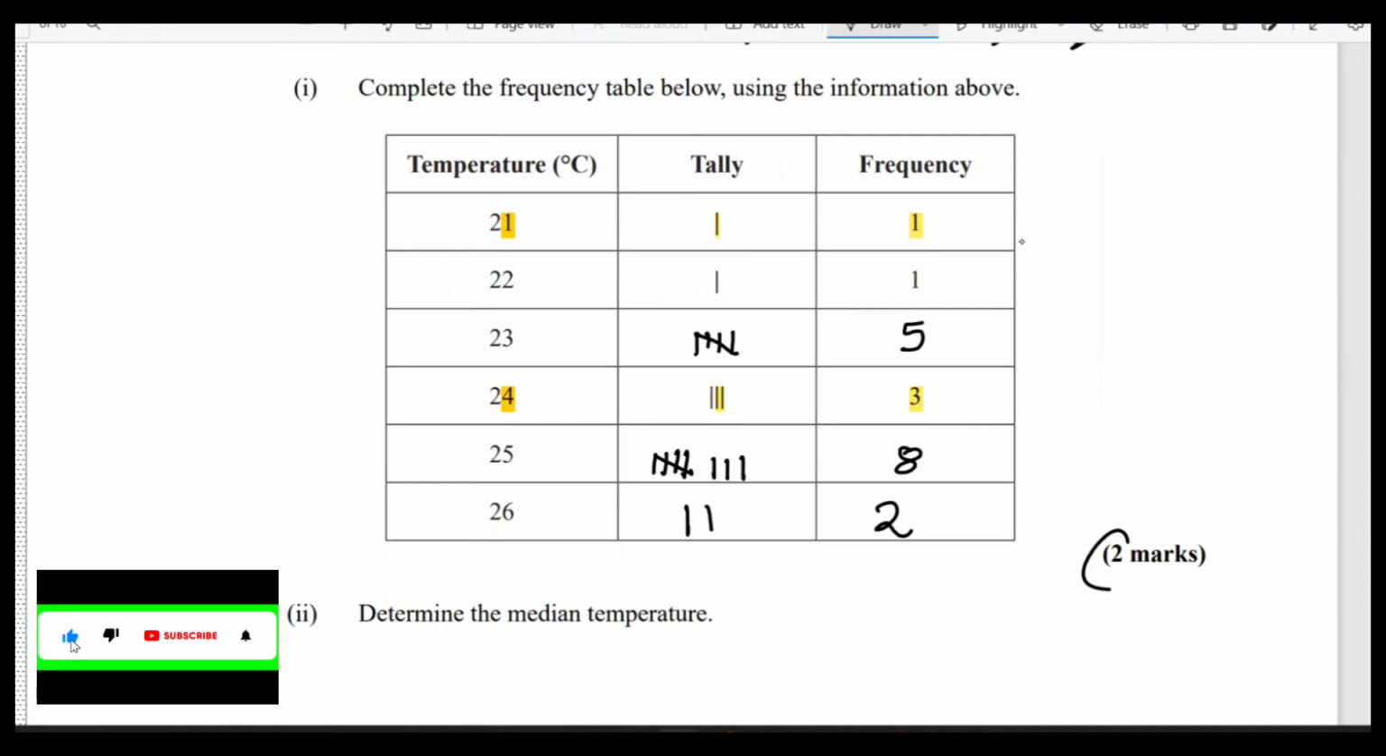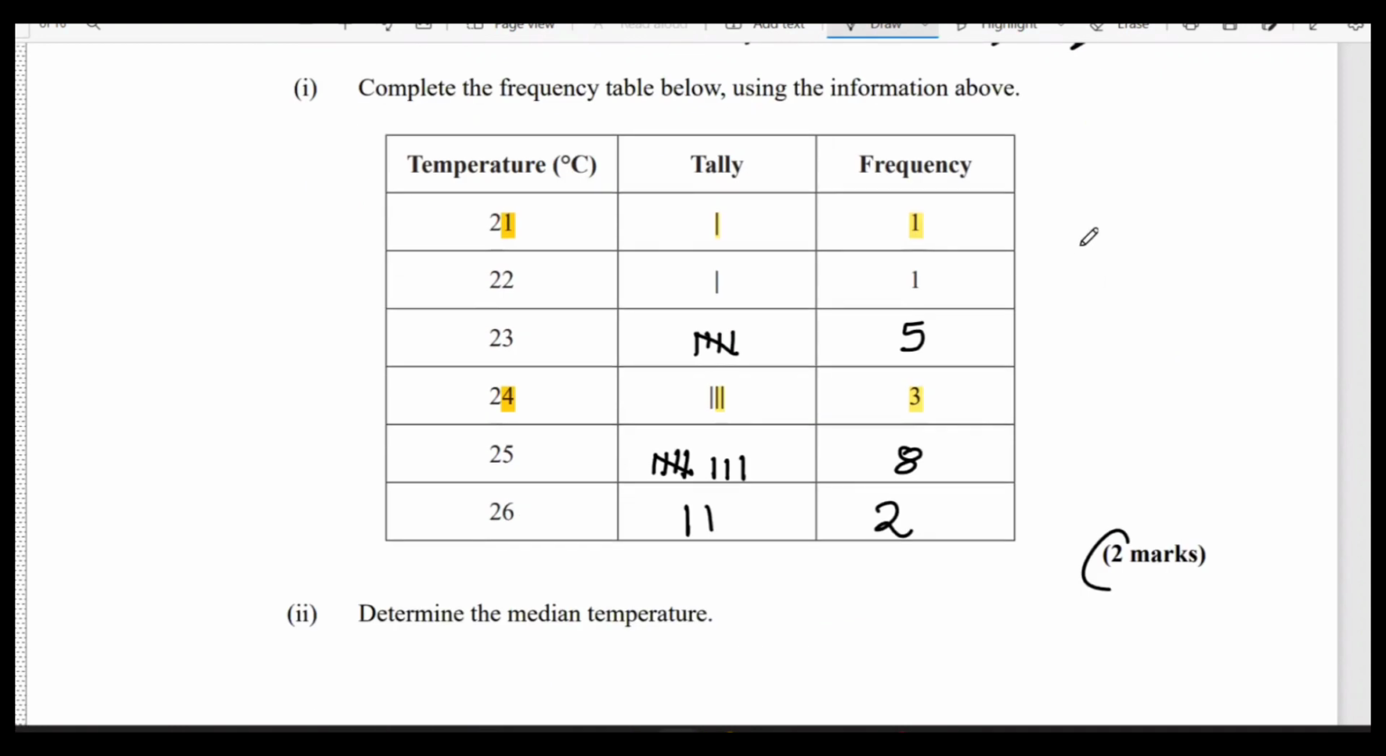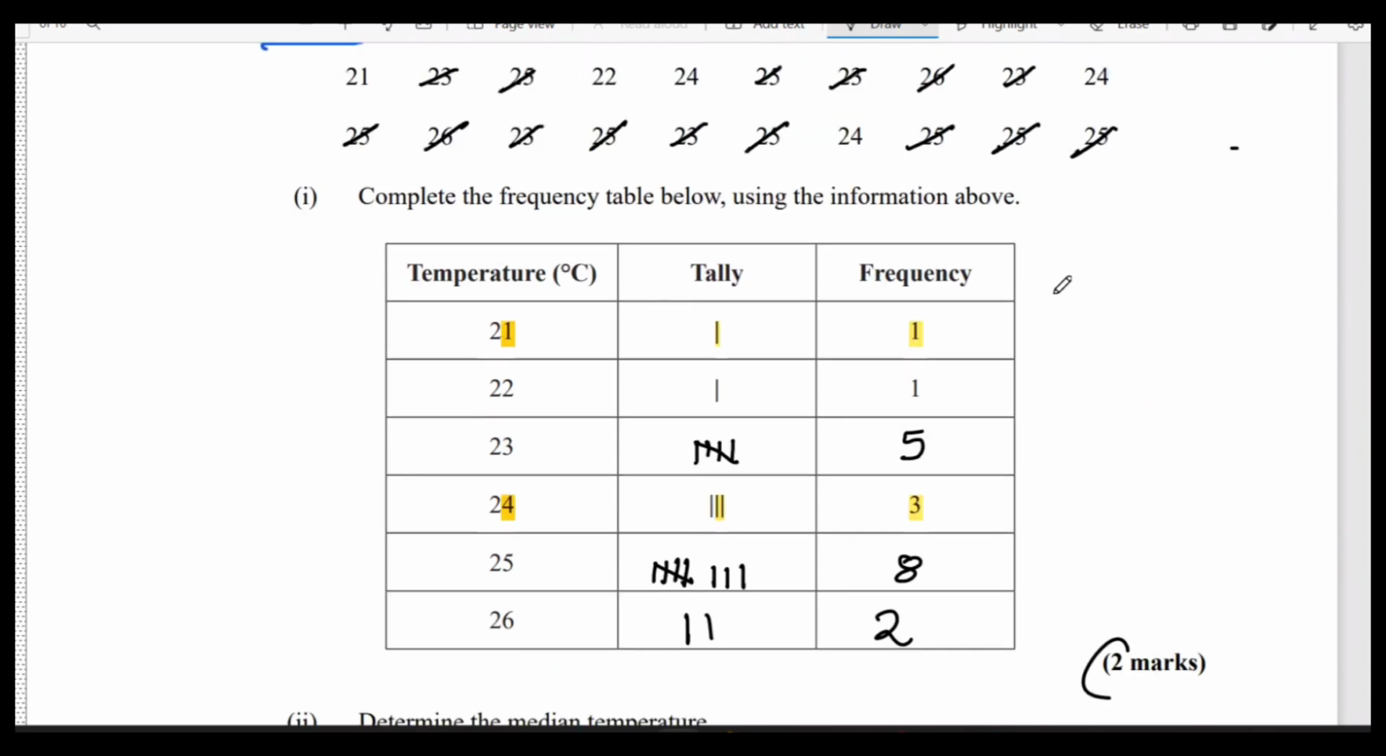The question says determine the median temperature. We can find the position of the median when we have the table. Originally, we would have lined up the raw data in ascending or descending order and picked the one in the middle. But you don't want to rewrite these. When you have a table already, you want the total frequency. We're dealing with 20 days, so if you add up all your frequencies, you get 20.